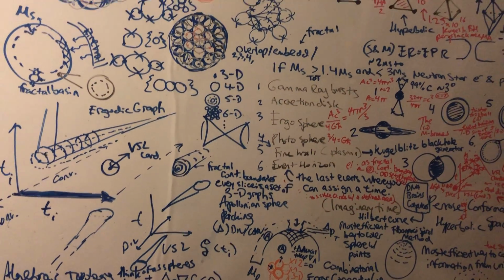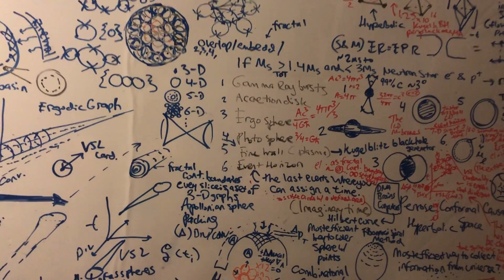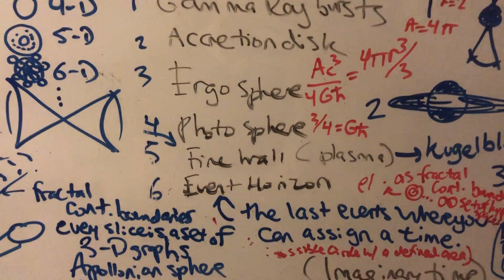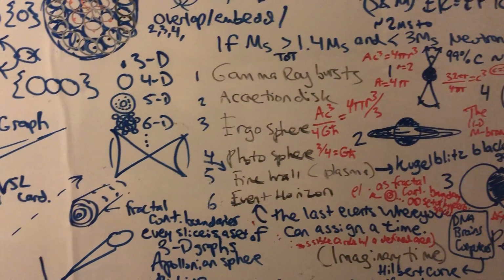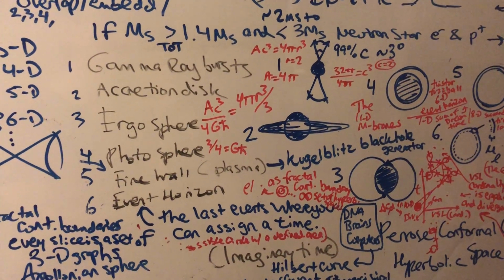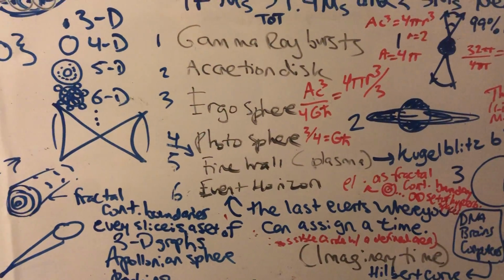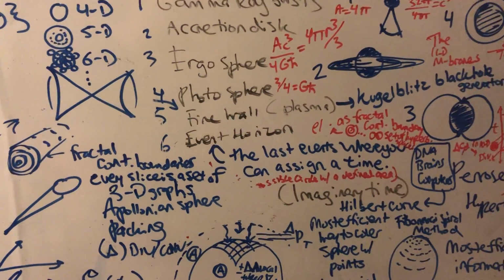Essentially, in the last video, when I talked about the different properties of black holes, gamma ray bursts, accretion disks, ergospheres, photospheres, firewalls, event horizons, it left me thinking about the idea of VSL black holes and the whole fractal dimensional idea I had originally.